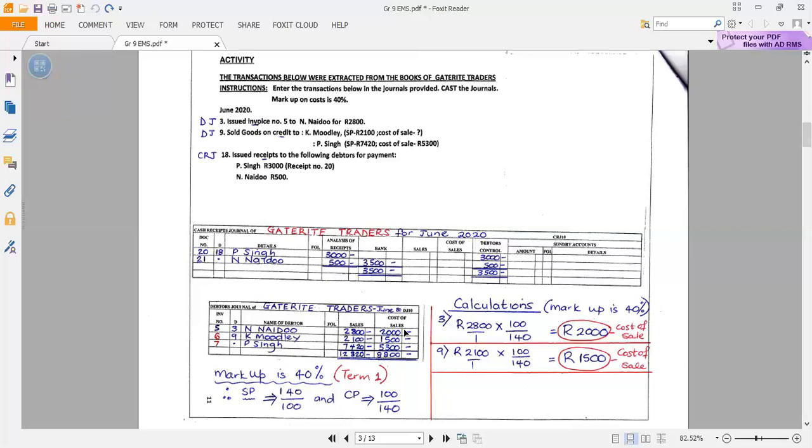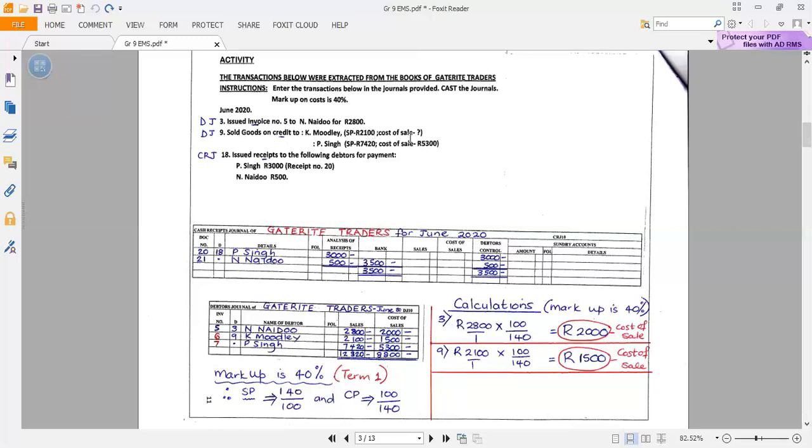Okay. I hope you're following me okay, learners. Let's go to the 9th. They say sold goods on credit. This time they use the word credit, which means immediately we enter it in the Debtors Journal. So sold goods on credit to K. Mudley. The selling price is 2,100.